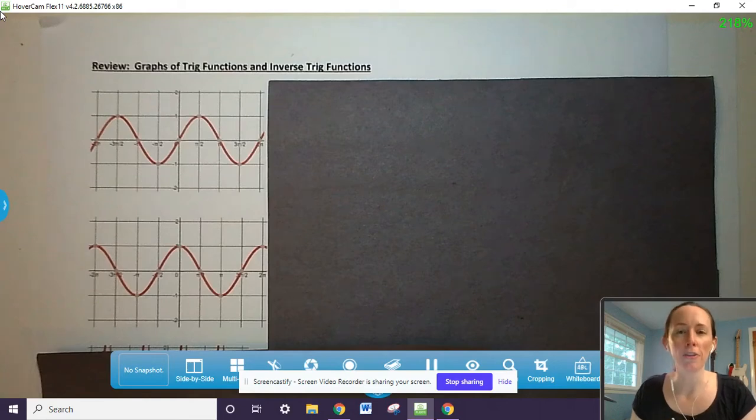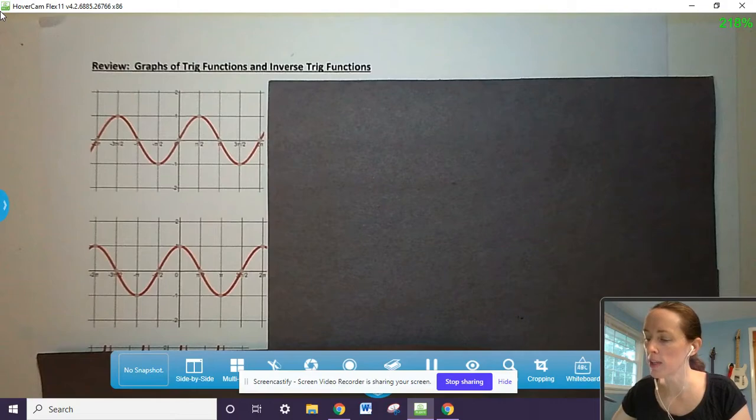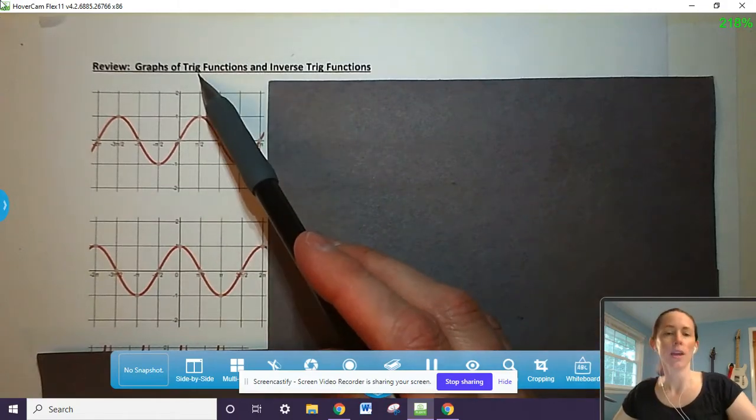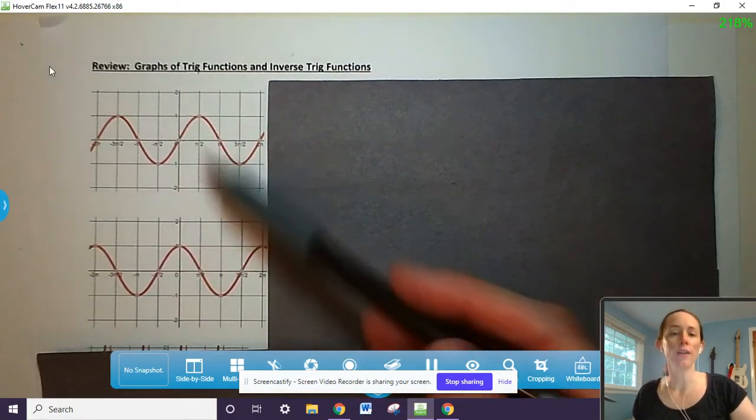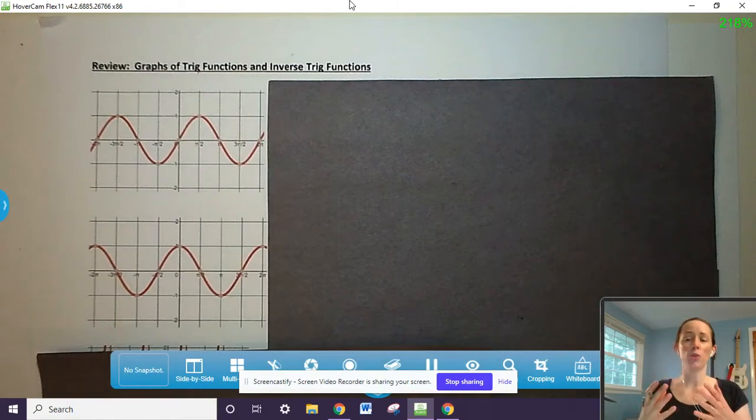Let's begin our third of the 5 review lessons. So first, we're going to begin with a review of graphing trig functions. So here are 2 basic ones to start. We have sine and we have cosine. Hopefully you know which one is which.